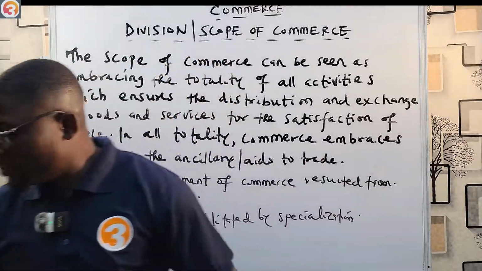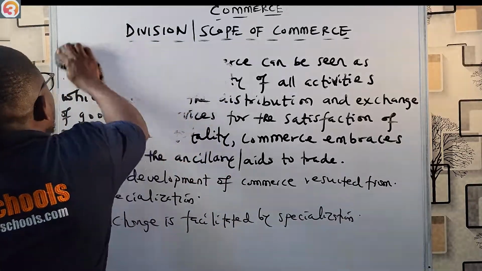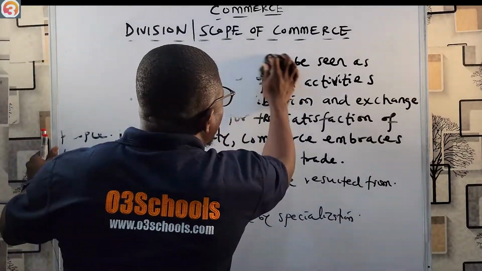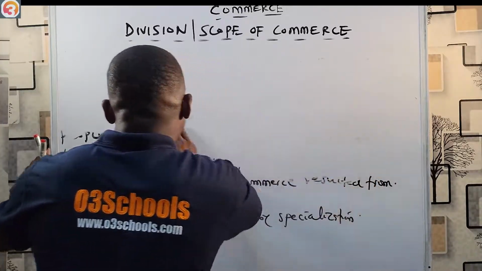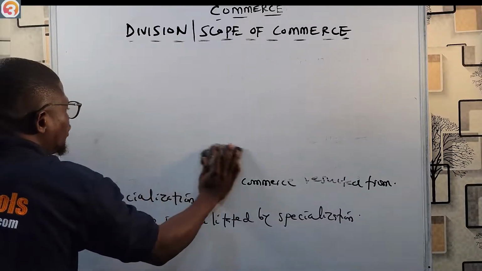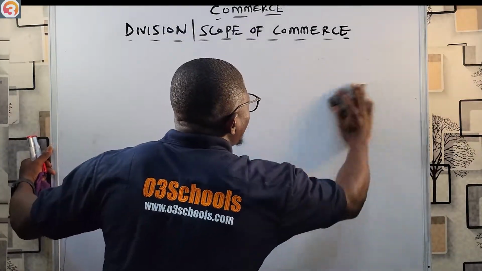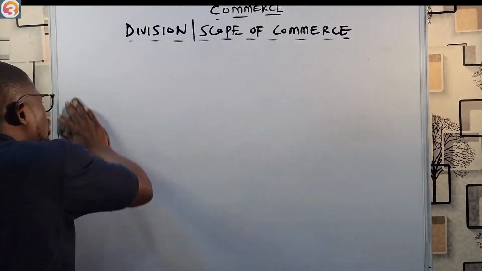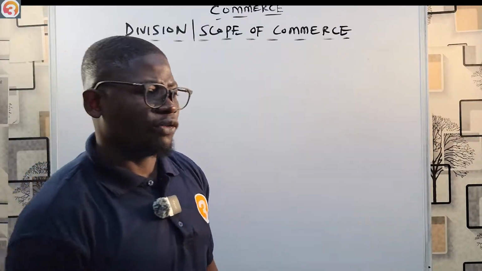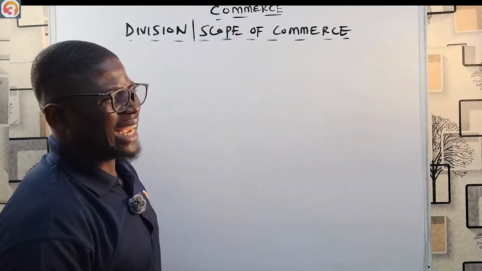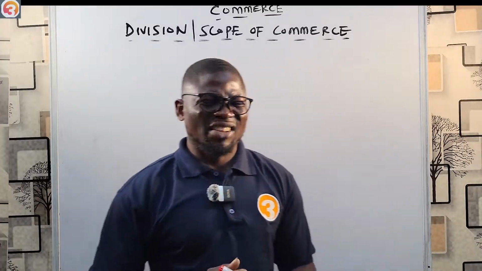So with the help of a table, we're going to quickly talk about the scope of commerce. The scope of commerce embraces all the activities involved in the distribution and exchange of goods and services for the satisfaction of people. The end game is for people to gain maximum utility from the consumption of goods and services. So it's very, very important.